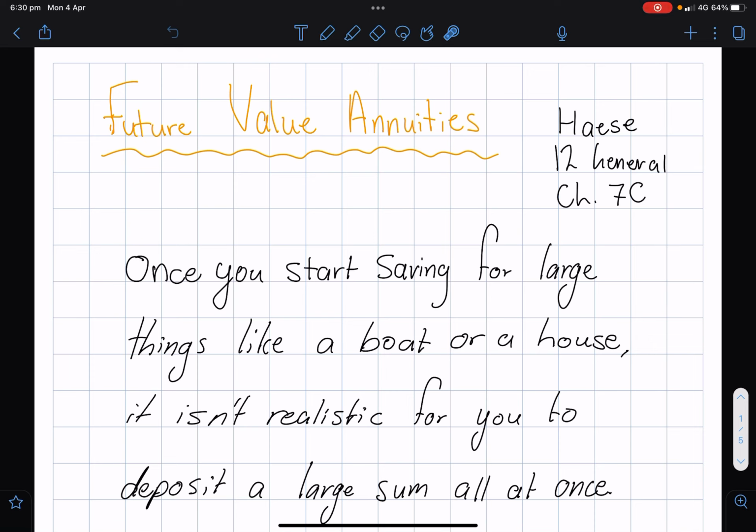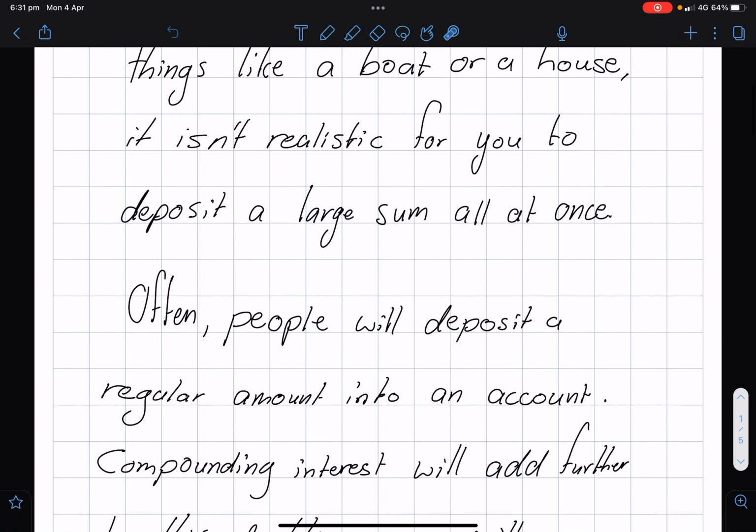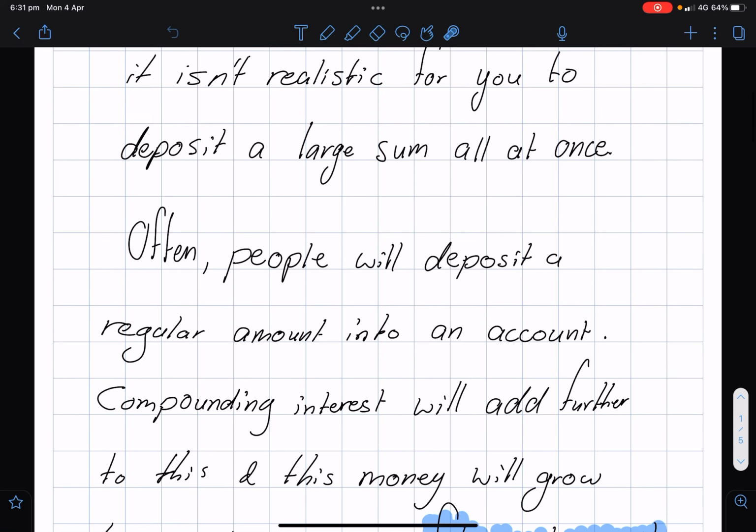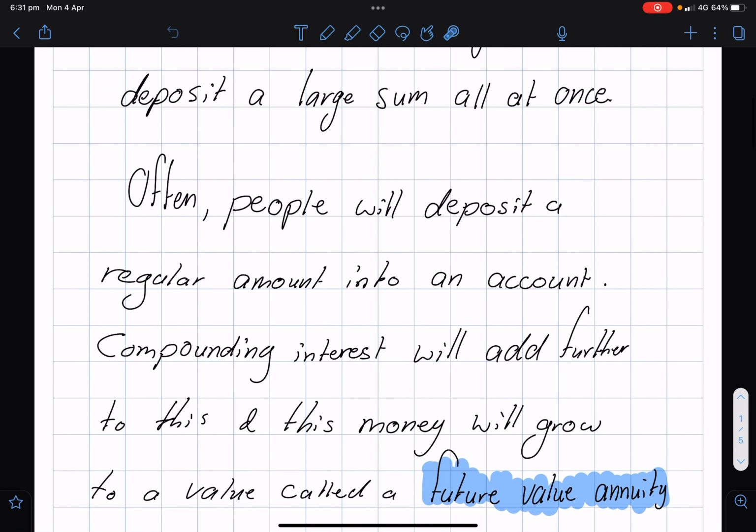So once you start saving for large things in life like a boat or a house or a car, it isn't too realistic for you to deposit a large sum of money all at once into an account. It's not very often that you have $10,000 and you're just going to go bang right into the account. So often people will deposit a regular amount into an account. Compounding interest will add further to this, and this money will grow, and it will grow to a value called a future value annuity.